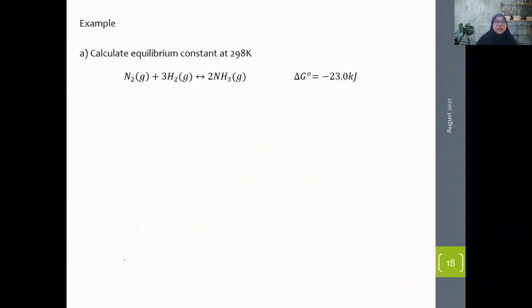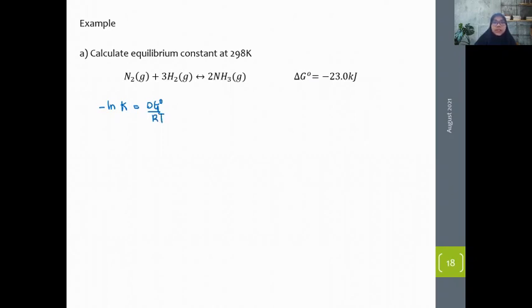Okay, let's take a look at this example. Calculate the equilibrium constant at 298 Kelvin. The given reaction is nitrogen reacting with hydrogen to produce ammonia. The standard Gibbs energy change is given as minus 23 kilojoules. Referring to what we have learned, the correlation of the equilibrium constant with the standard Gibbs energy change is minus ln K equal to delta G over RT.